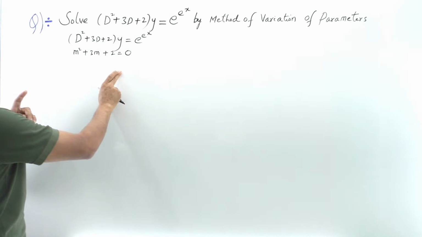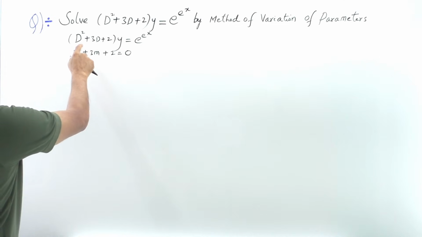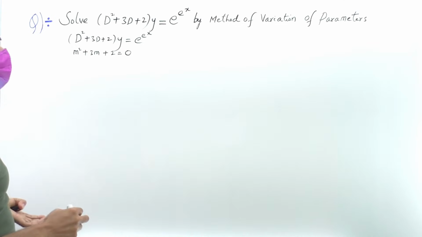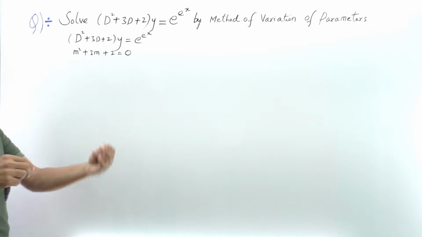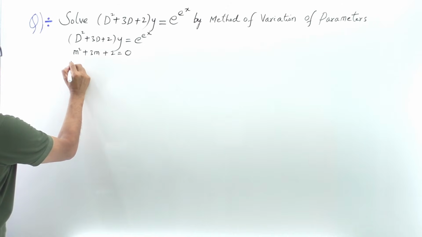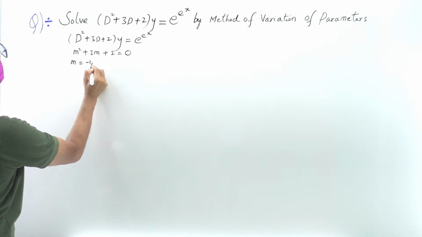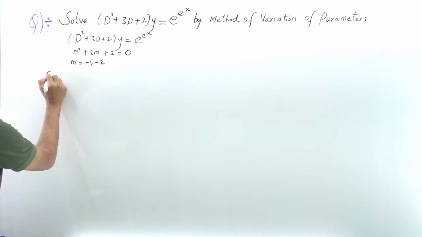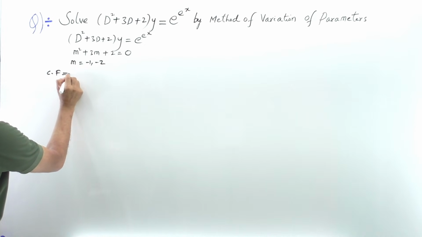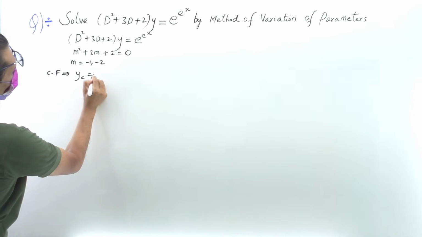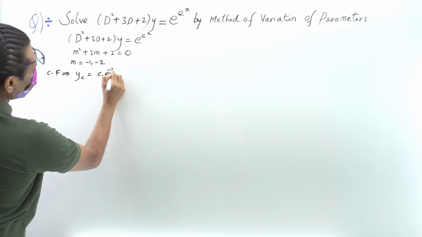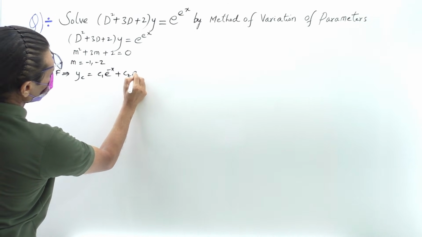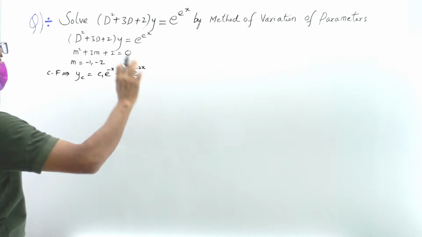Now first the auxiliary equation. As you know, we write D as m. This is very simple, and there is no need to use a calculator. You can easily find the roots as m = -1, -2. Now we will write the CF. The complementary function is yc = c1 e^(-x) + c2 e^(-2x), as both roots are different.